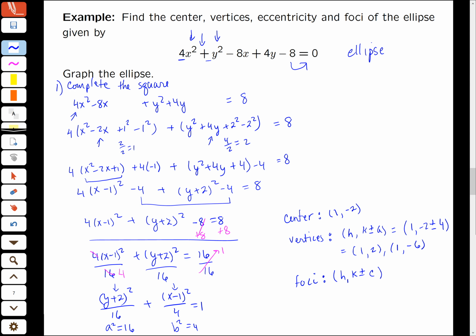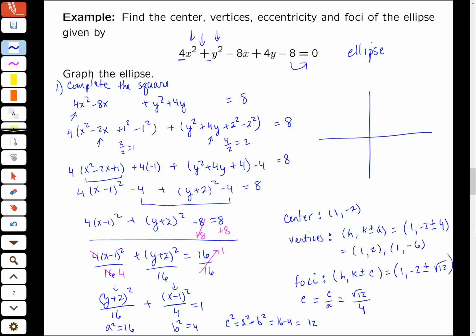So let's calculate C. I know C squared is equal to A squared minus B squared, which is 16 minus 4, which is 12. So C is the square root of 12. We're not going to calculate the square root of 12. We're just going to write it down. So write it minus 2 plus or minus the square root of 12. And that's all we're going to do. We're not going to evaluate that. And then the eccentricity E, which is C over A, is going to be the square root of 12 over 4.